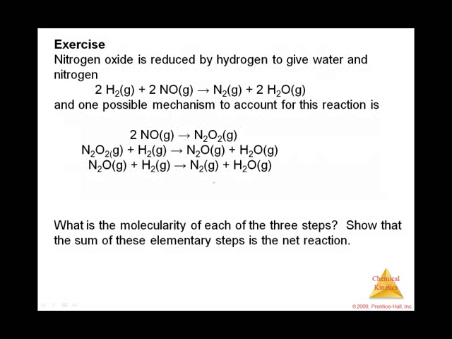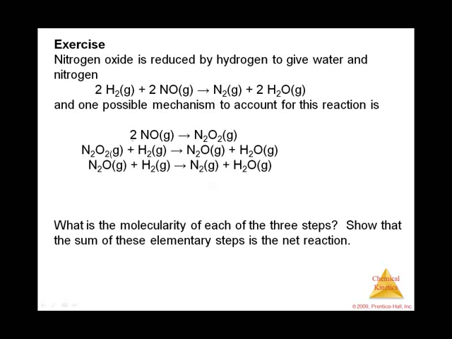All right, so let's take a look at an exercise. It says nitrogen oxide is reduced by hydrogen to give water and nitrogen according to this equation, right? And one mechanism that was proposed to account for this reaction is this three-step process. Okay, and the question is, what is the molecularity of each of the three steps? And show that the sum of these elementary steps is the net reaction.